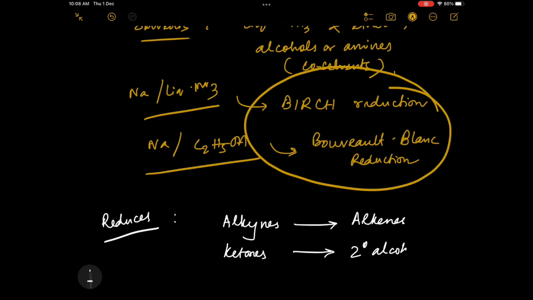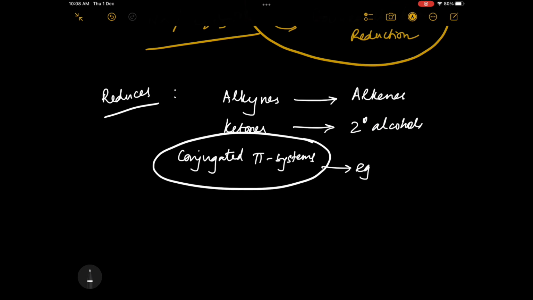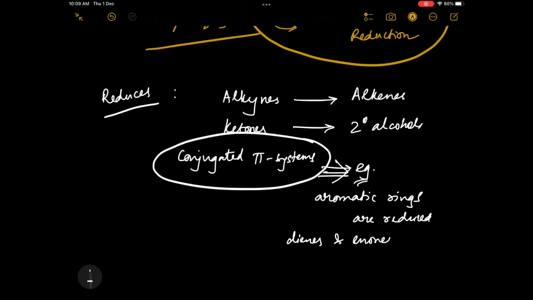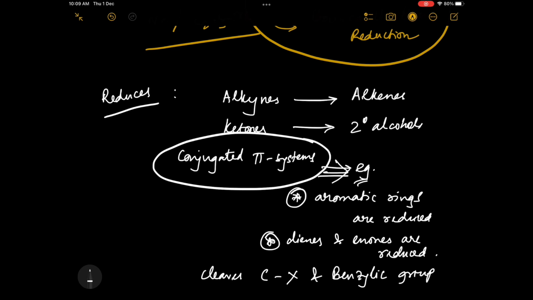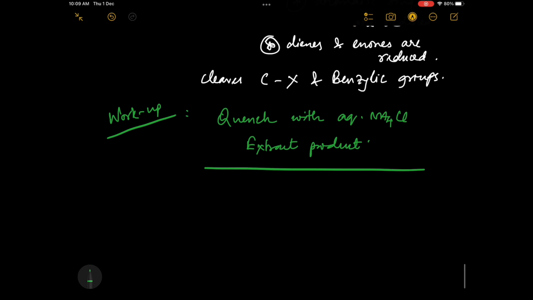This reduces alkynes into alkenes, and ketones to 2-degree alcohols. Conjugated pi systems are reduced. So let us say that you have a conjugated pi system, like an aromatic ring. The aromatic ring would be reduced. Let us say that you have dienes or enones, and they would be reduced because these are pi systems. It generally cleaves the carbon halogen bond, and the benzylic groups are also cleaved. For the workup procedure, this type of reactive metal should be quenched with aqueous NH4Cl, careful addition should be performed, and ultimately the product would be extracted via organic solvent extraction.